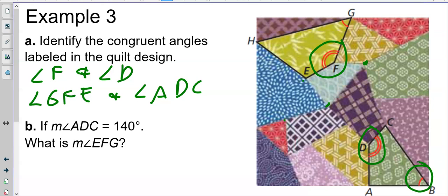So I'm going to look real closely and see, is there any other one arc marked on here? I don't see one, so those are my only two matching congruent ones. Now, it says if angle ADC is 140 degrees, what is EFG? Well, remember, EFG is the same as GFE, just a different order. They're congruent, so it's also 140 degrees.